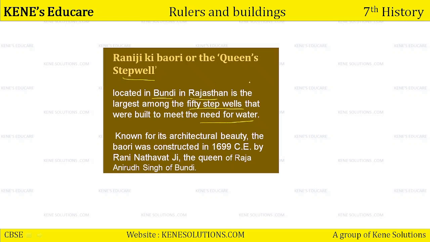But in historical times, in fact nearly 100 years ago also, Rajasthan was in a very bad state for the availability of water because there is a desert nearby, right? And that is why there was a lack of water resources and people needed water, for which 50 step wells were built. That means you have a well and you have steps with the help of which you can go down to extract water. Okay, so 50 step wells were constructed in Rajasthan to meet the need of water, and Bundi is the largest among those 50 step wells. So various step wells were made in Rajasthan, and this Rani Ji Ki Bauri was the largest one.